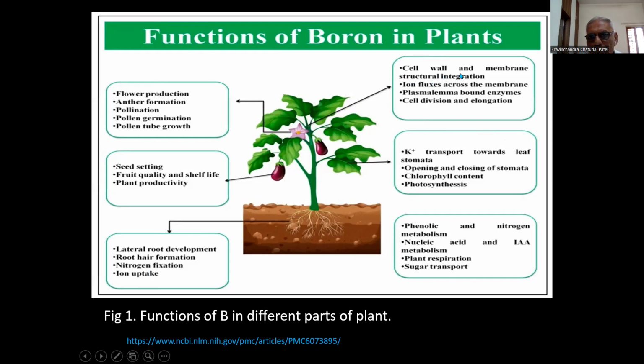Then it is also important for cell wall and membrane structure integrity and fluxes across the membrane, plasma membrane bound enzymes, cell division and elongation. Then potassium transport toward leaf stomata, opening and closing of stomata, potassium, then chlorophyll content, then photosynthesis. Phenolic and nitrogen metabolism, nucleic acid and IAA metabolism, plant respiration, sugar transport. So these are the functions of boron in different parts of the plant.